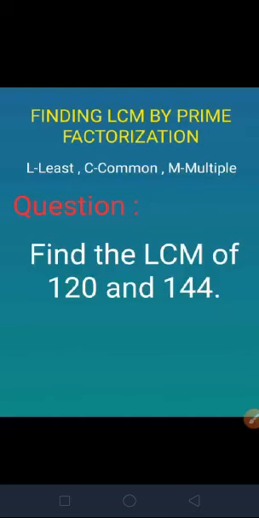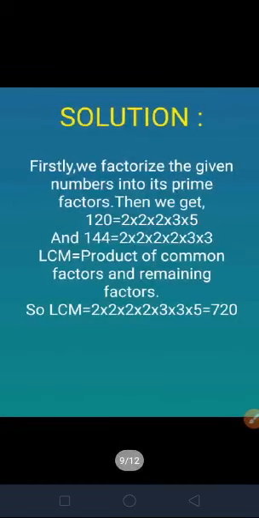Next, find LCM by prime factorization. The full form of LCM is L for least, C for common, M for multiple. Here we take a question. Find the LCM of 120 and 144. Let us see the solution of this question. First of all, we factorize the given numbers into their prime factors. Then we get 120 is equal to 2 into 2 into 2 into 3 into 5. And 144 is equal to 2 into 2 into 2 into 2 into 3 into 3.